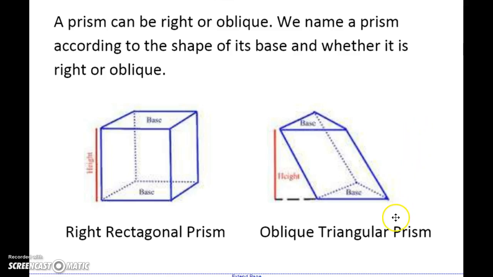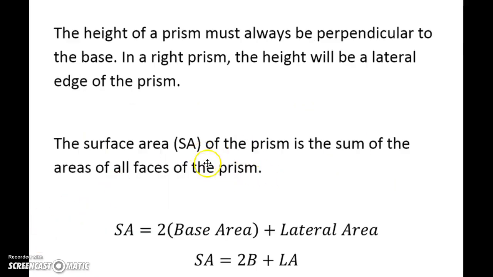Over here we have an oblique triangular prism. It's oblique because the height of this prism is not the same measurement as the length of the lateral edge. Notice the bases are still parallel. It's still a prism, it's just an oblique prism. The height of your prism must always be perpendicular to the base. In a right prism, your height will be the lateral edge of the prism. We like those because they're a whole lot easier.